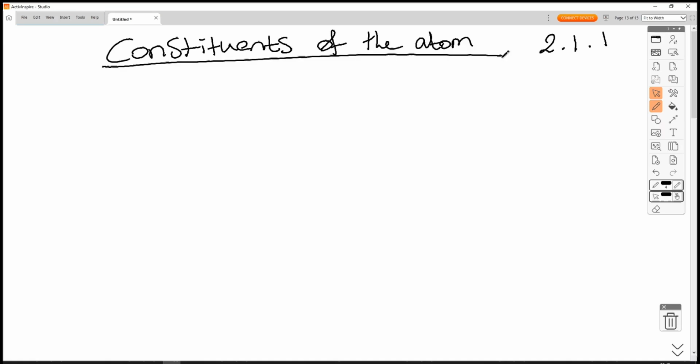So we start by recalling what we learned about atoms in GCSEs, that atoms are made of protons, neutrons, and electrons. The protons and neutrons are within a nucleus in the center of the atom, and the electrons orbit that nucleus at discrete energy levels. So we're going to sketch an example of what that looks like.